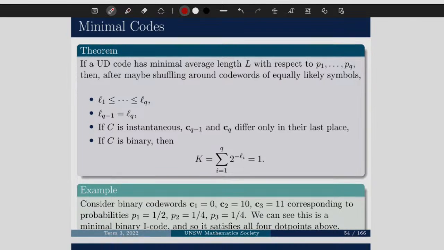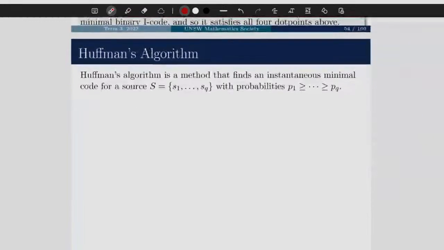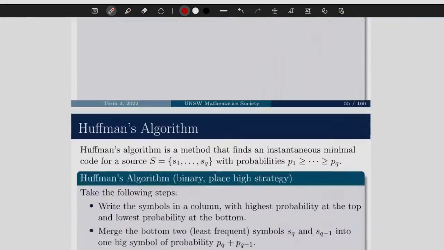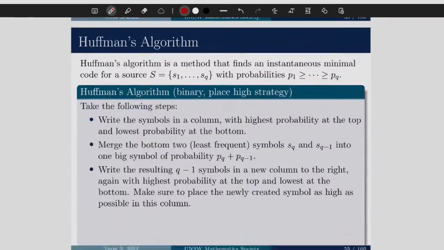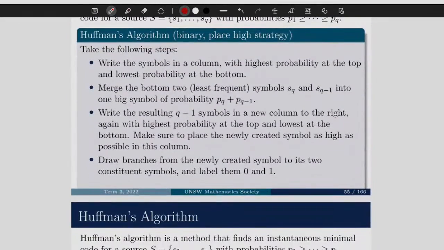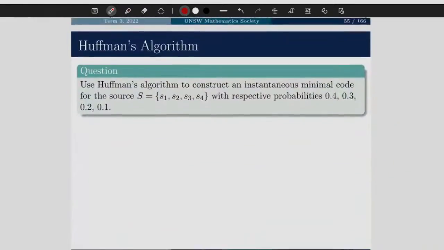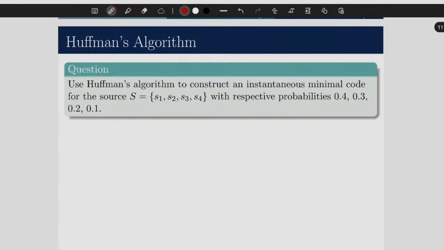Okay, moving on to Huffman's algorithm. Huffman's algorithm is a method to find the instantaneous minimal code for a source. Instead of going through all of the steps, I'd rather go through an example. So let's just go through an example, using Huffman's algorithm to construct an instantaneous minimal code for a source with respect to probabilities.